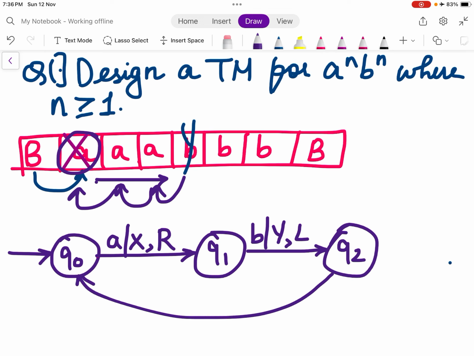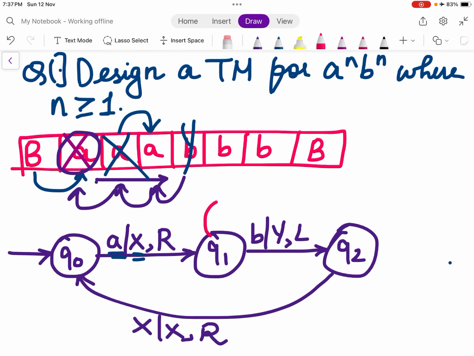Now when it sees an X, keep the X as it is and move in the right direction. When you go right, you see an a. Replace this a with an X. When you replace this a with an X, the read-write head moves one step ahead and sees an a.